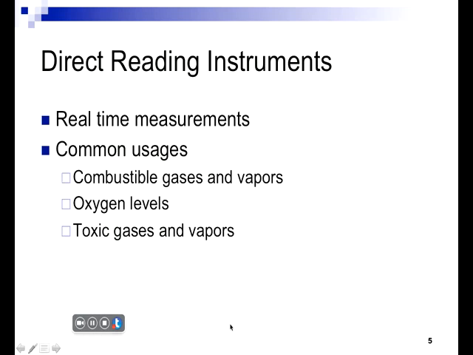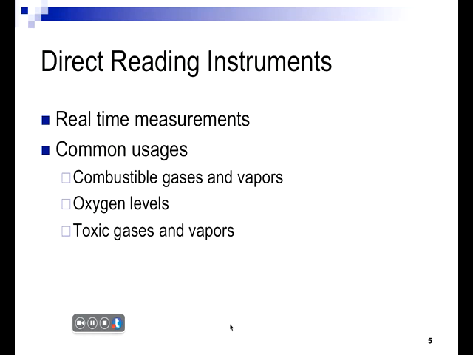Now, direct reading instruments, the type that I want to talk about for the most part of today, are those that can give you a measurement in real time. So you go into an environment with these instruments, you look at a gauge, and you get a direct reading at that particular point in time. And we'll talk a little bit at the next lecture about extractive sampling and some of the differences between that.